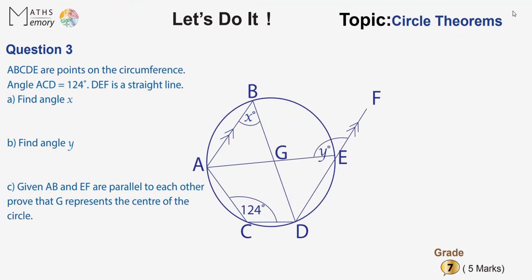Here's the final question on our Let's Do It questions. So let's pull everything together and let's do this quite challenging question to find parts A, B and C. Use your toolkit, use your key features and your 8 circle theorems, what you know, to apply to this question. Press play when you're ready for the answers.